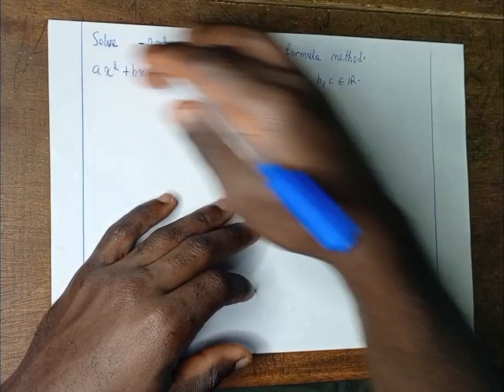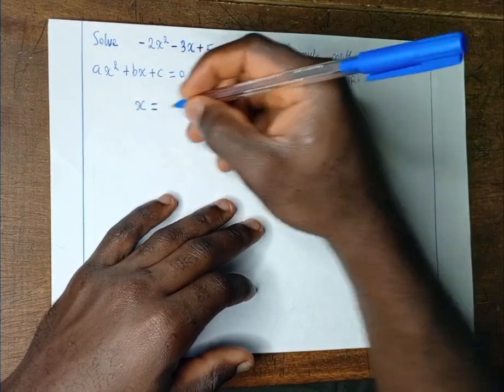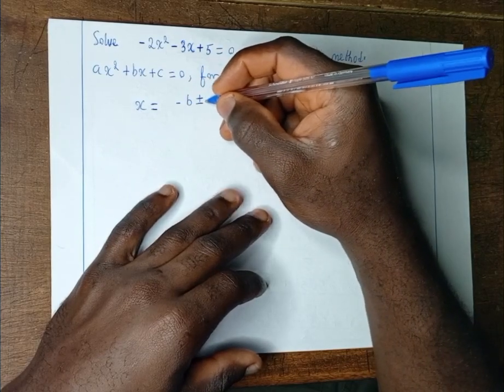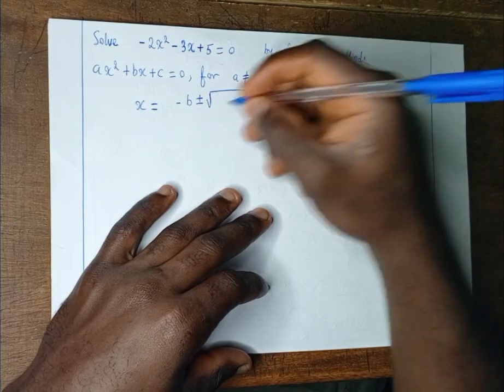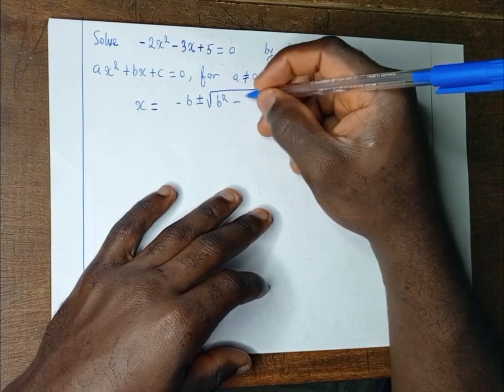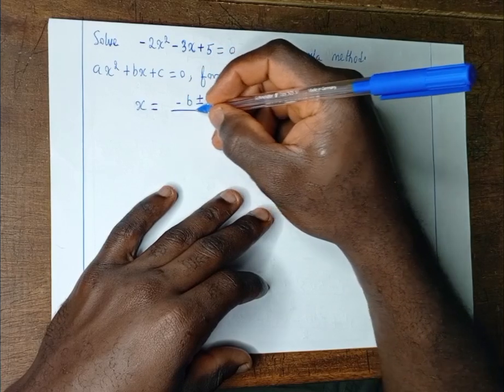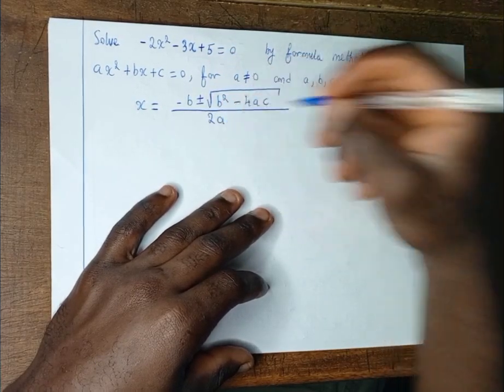For us to solve this quadratic equation by making use of the formula method, we know that x will simply be equal to negative b plus or minus the square root of b squared minus 4ac. Then we have to divide all this at the numerator by 2a.